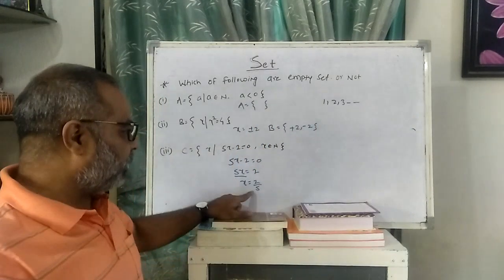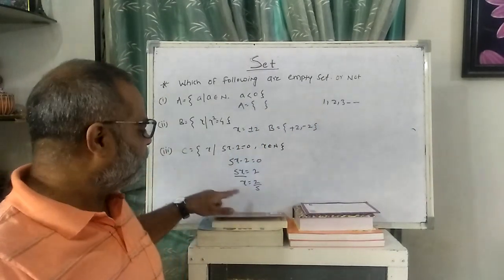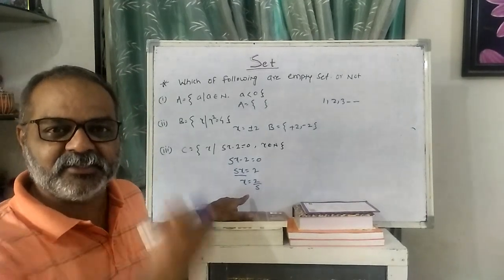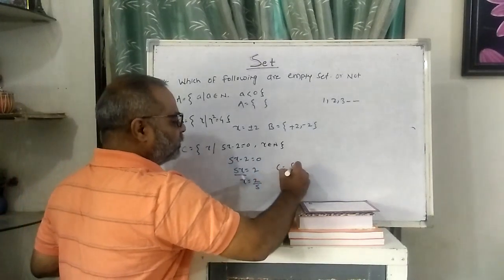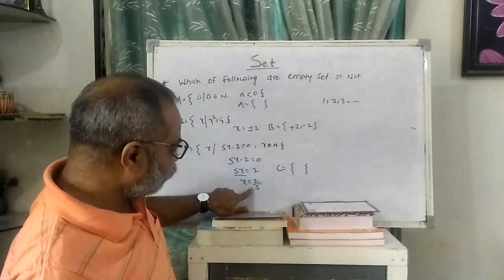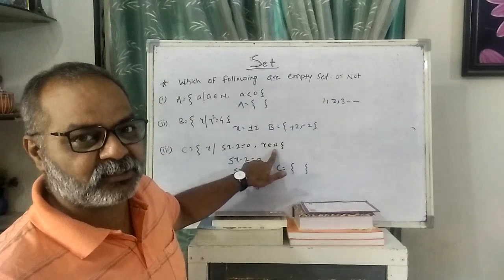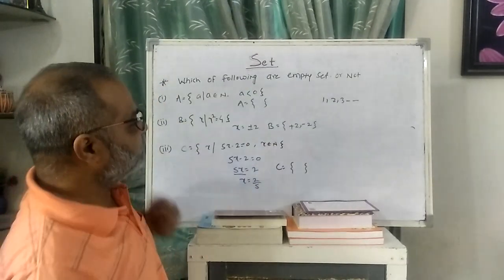The value of x is equal to 2 by 5. But what they are given is that x belongs to natural numbers. Is 2 by 5 a natural number? No, it is a rational number, in the form of p by q. So the set C is empty, because the value is 2 by 5 and they are given that x belongs to natural numbers. So x does not have a natural number. Okay.